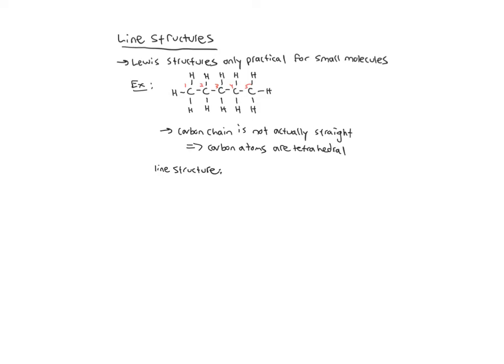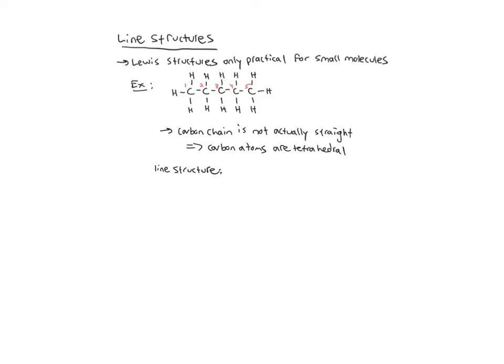In the previous video, we talked about Lewis structures, and the problem with Lewis structures is that they're only practical for small molecules. So, what we're going to be using most of the course is line structures. Line structures can be a little bit more tricky because they don't necessarily show all of the atoms in the molecule, and they also don't show things like lone pairs, for example.